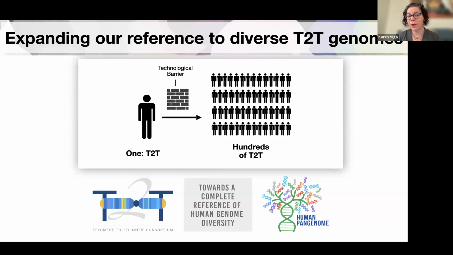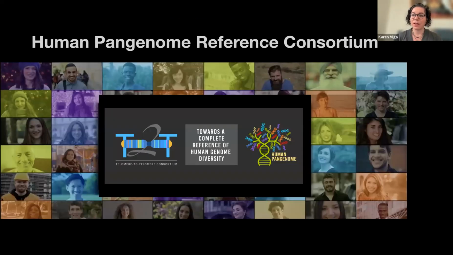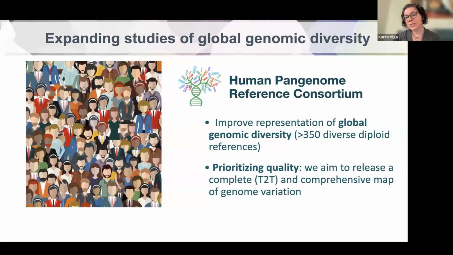So the next goal was really to break down the technological barrier, or the wall that was in front of us, to ensure that we could begin to scale these technologies. And that's when the telomere-to-telomere consortium formed a unique partnership with another consortium that both Benedict Paten and I represent, and that's the Human Pan-genome Reference Consortium. This was a call to action from our local NIH. It was with the goal to improve representation of genomic diversity. Here, our goal is to reach at least 350 diverse references, or 700 phased haplotypes, when we think about T2T.